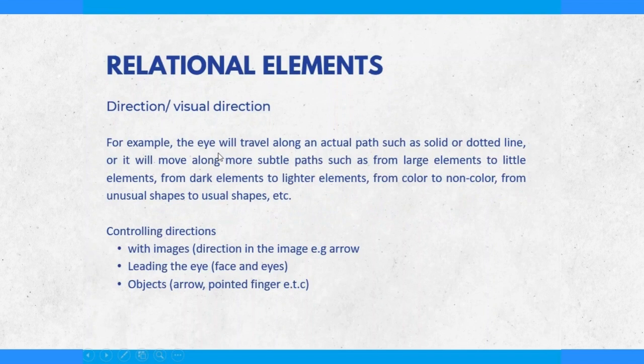Now, for example, the eye can travel along a path, which could be a dotted line or a solid line, from one element to the other, from a dark element to a light element, from a bigger one to the smaller one, from a colorful or bright element to a pale element. So you can use different things to control people's visual direction. You can use images like arrows. You can use the direction of the eyes or the faces. You can use objects like pointer fingers to direct the eyes of the viewers.